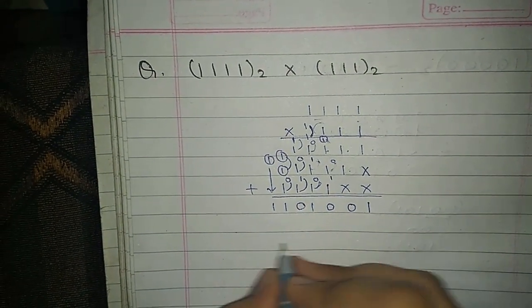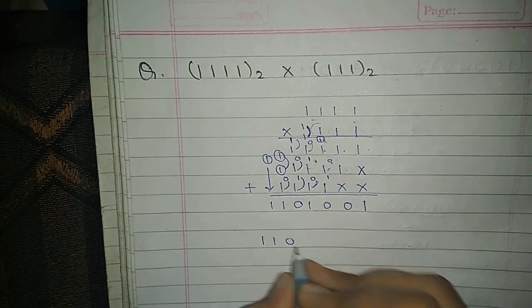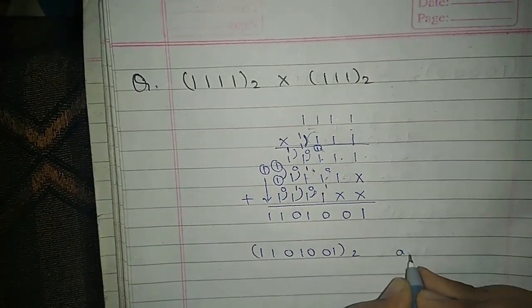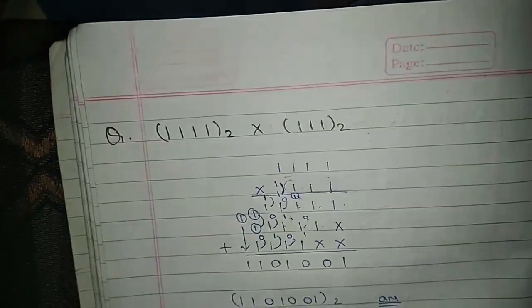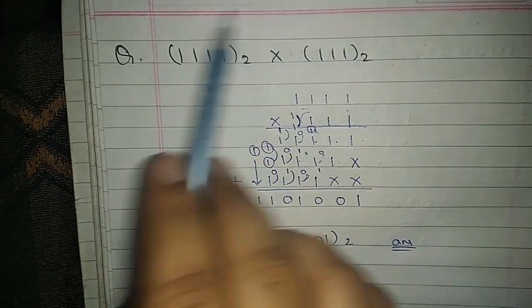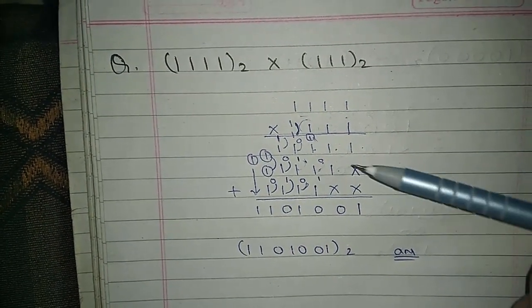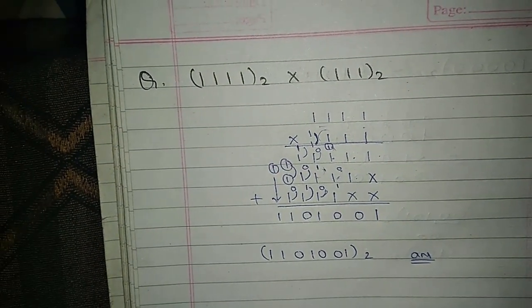So our final answer will be 1101001 with a base of 2. Well, it's a difficult type of question. Generally, these types of questions will not be asked in class 7th. But because in this question we have this new concept, that's why we have discussed this one.